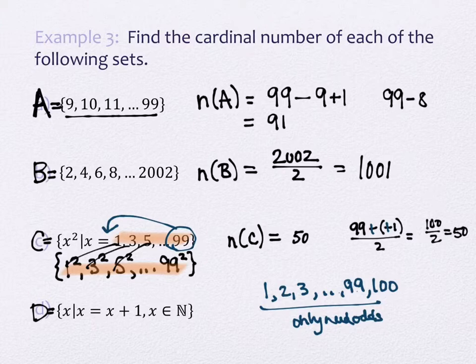How about D? D says, I need all the numbers x such that x is equal to x plus 1. On C, what I had us do first is kind of write out what some of those numbers would be, right? 1 squared, 3 squared, 5 squared, and so on. So what numbers satisfy this criteria? And they have to be natural numbers, it says too.